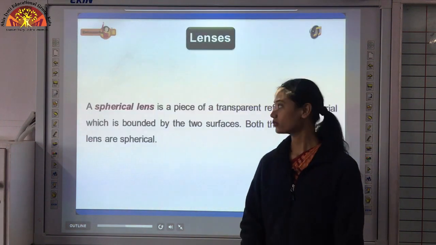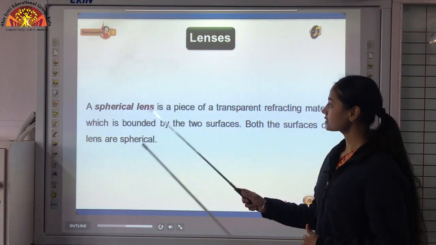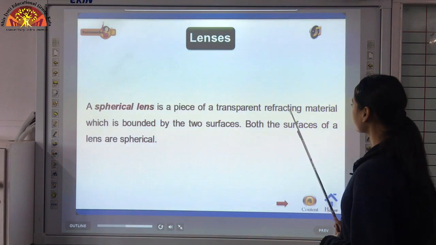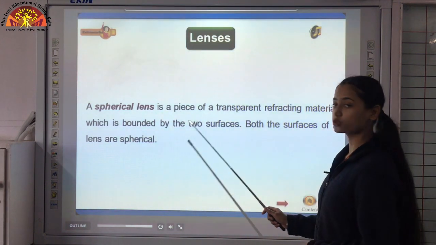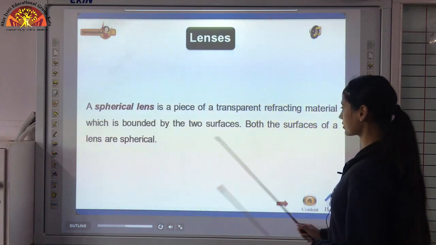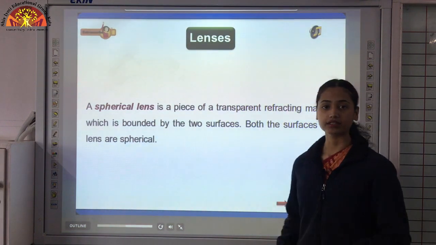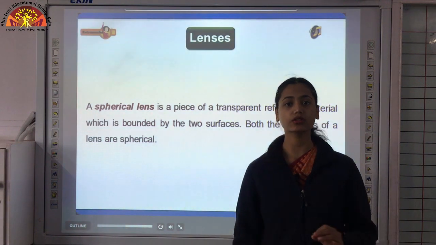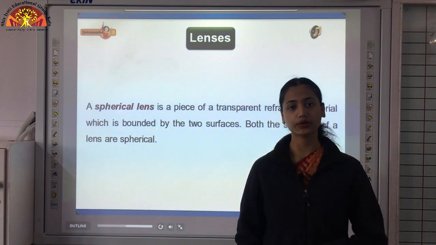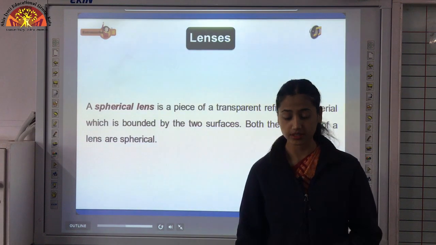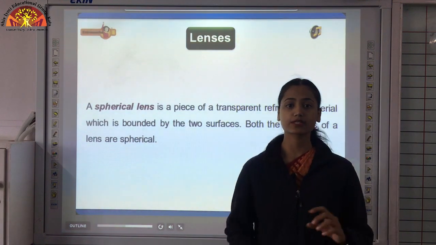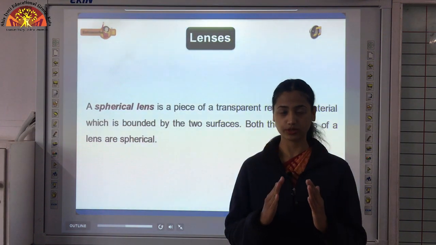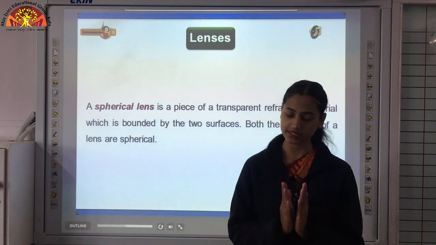So let's define what a lens is. A lens is a piece of transparent refracting material which is bounded by two surfaces. Both the surfaces of a lens are spherical. In the first part we discussed only mirrors, and now we are going to discuss only lenses. Lenses are bounded by two spherical surfaces.